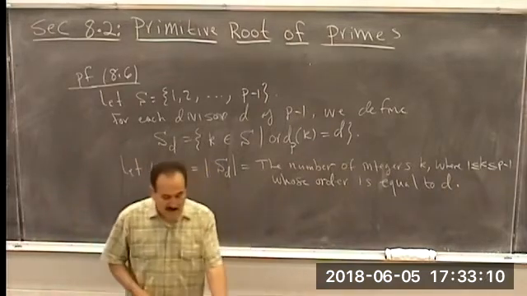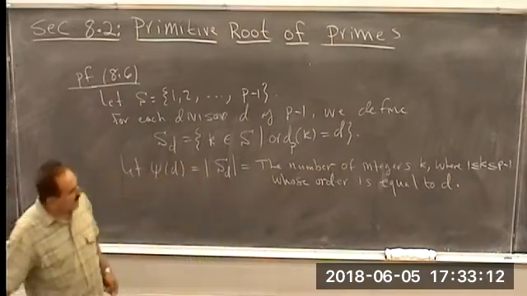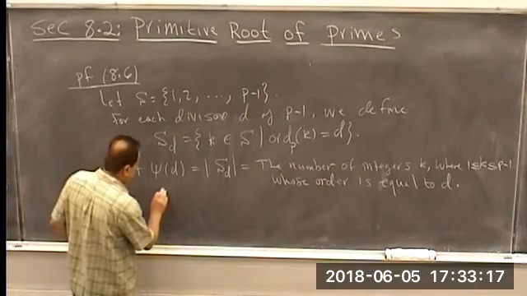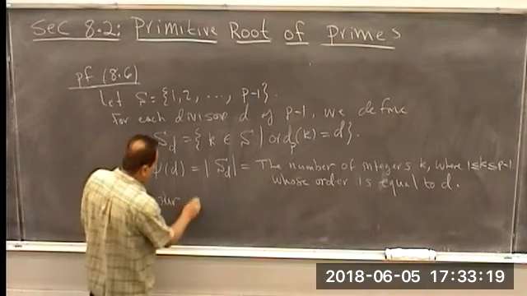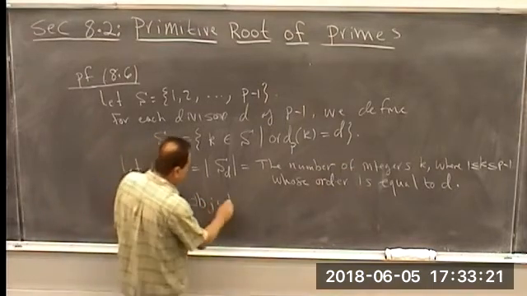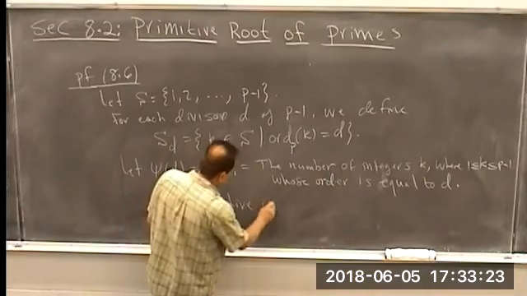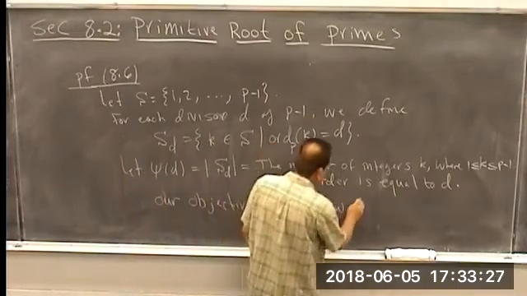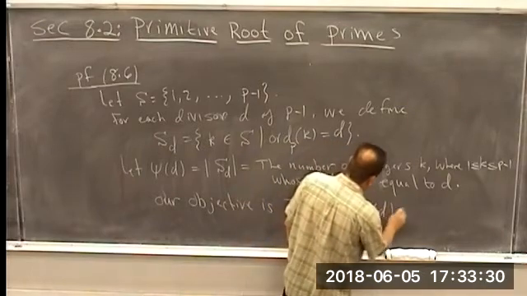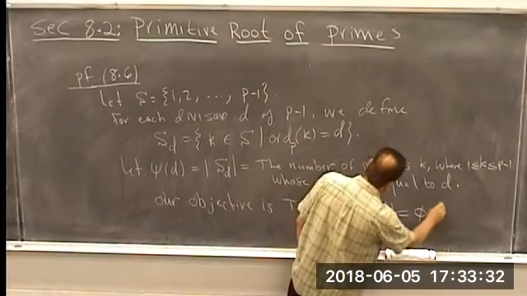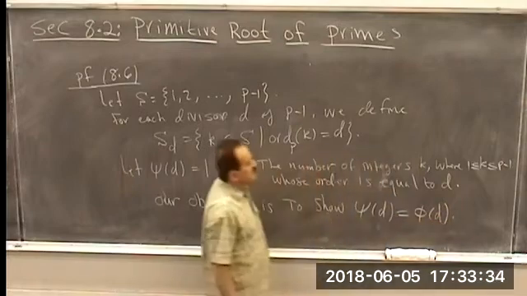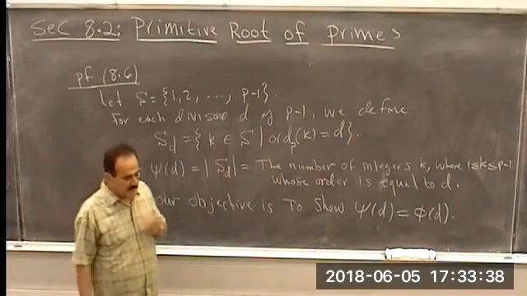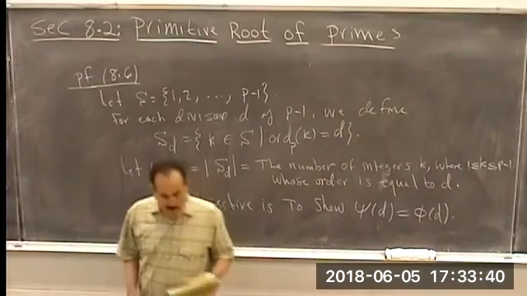All right, so our objective, at the very end, is to show that C of d is equal to phi of d. That's what the theorem is saying. It's just stated in terms of these notations that we introduced.